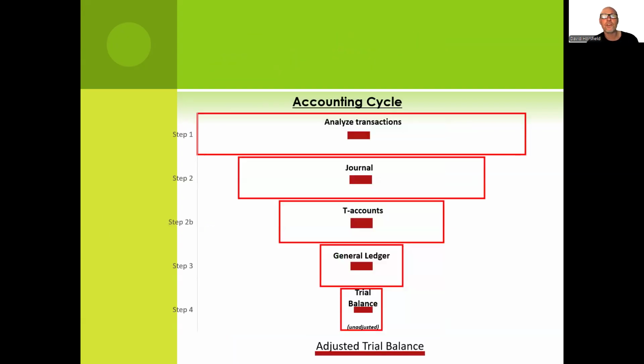We can look at our journey like this, where we've been narrowing and funneling down. We started off at analyzing transactions, and we made journal entries and T accounts. We took that information into the general ledger. We created a trial balance, and then we ultimately created an adjusted trial balance after adjustments, depreciation, and so on had been made. And that's where we left off.